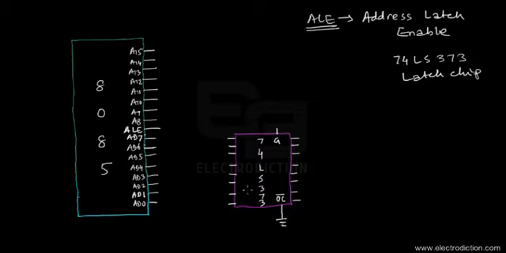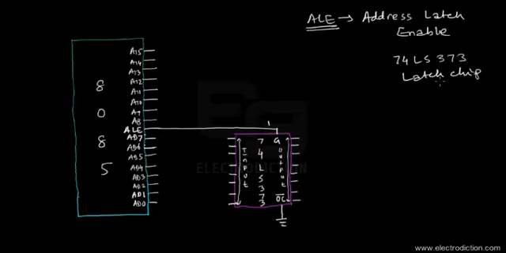Now the ALE pin of the 8085 is connected to the enable pin of the latch chip, and whenever ALE outputs a logic 1 signal, only then is the chip enabled. During this state the chip is transparent, meaning whatever falls on its input pins, the pins on the left over here, the same would appear on its output pins.